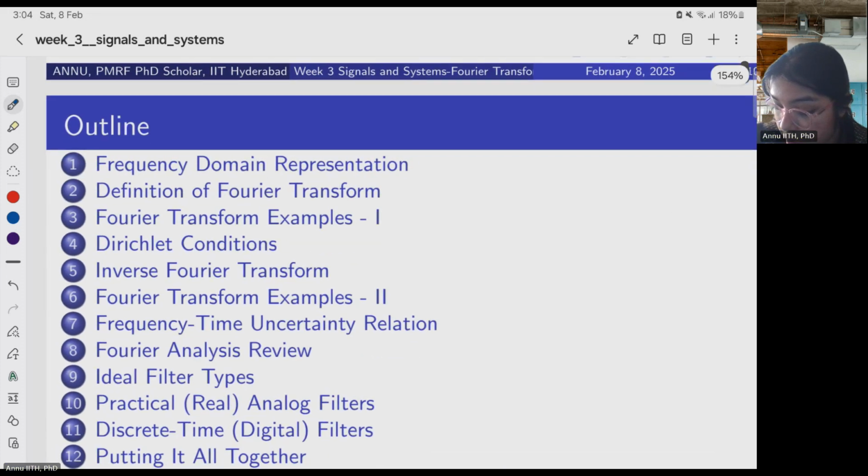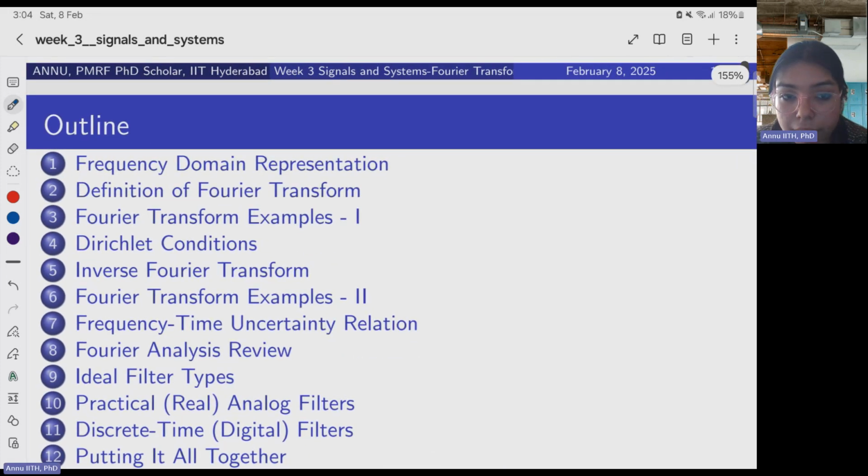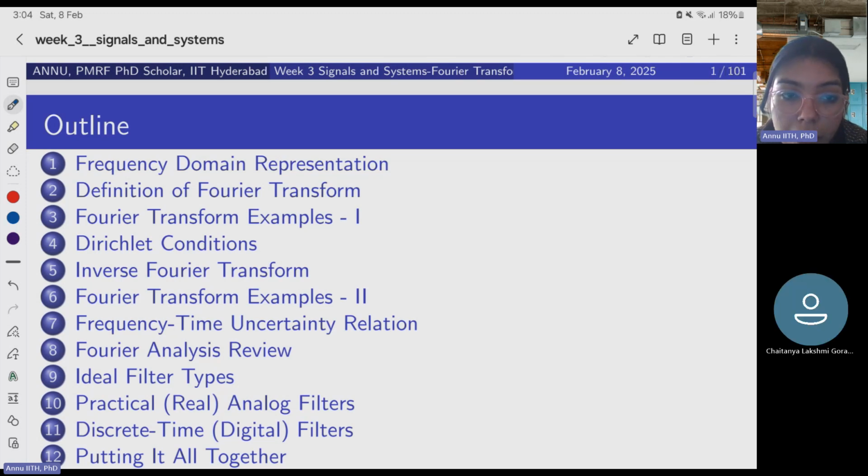So these are the outlines we will go through. Fourier domain representation, definition of the Fourier series, Fourier transform examples, Dirichlet conditions, and the inverse Fourier transform, Fourier time uncertainty relation, Fourier analysis review, ideal filter types, practical analog filters, and putting it all together with some filters. We will also see some practical examples using Python code.